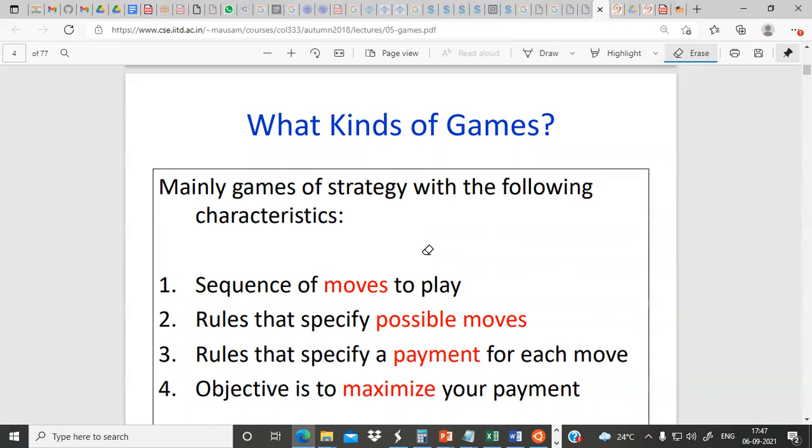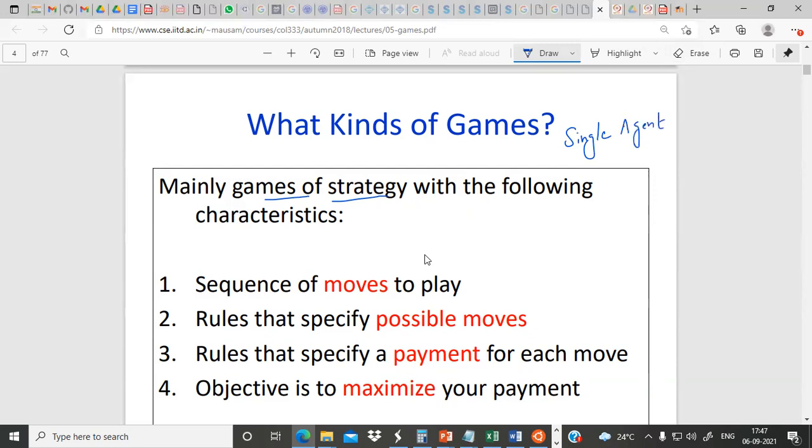Many games are of a strategic nature. Most of the games are strategic. They are not sequences. A solution will be a sequence if it is a single-agent problem, a single-agent game. If only one agent is involved in the game and the environment is deterministic, then the solution will be a sequence.